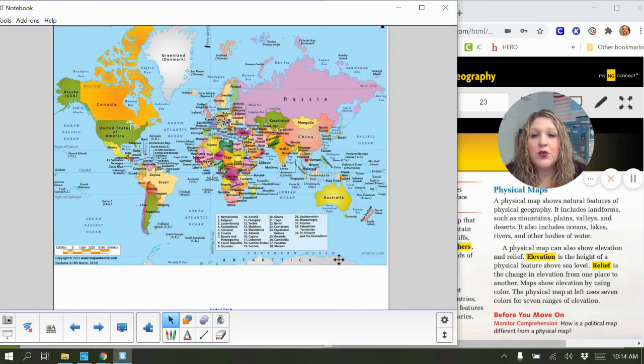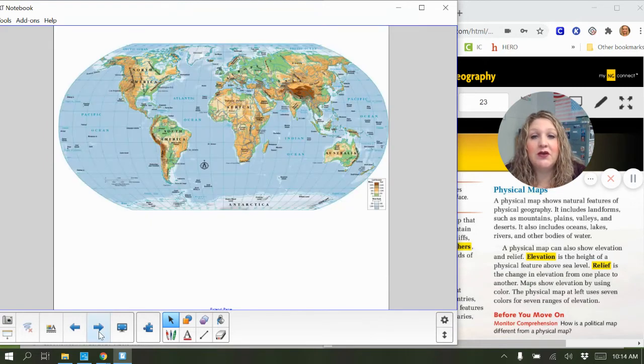So when we're looking at this, what are the things that we see here? Are we looking at boundaries or are we looking at physical features? We're looking at boundaries, right? We have the different colors for the boundaries of the country. So this is a political map. How about this one?